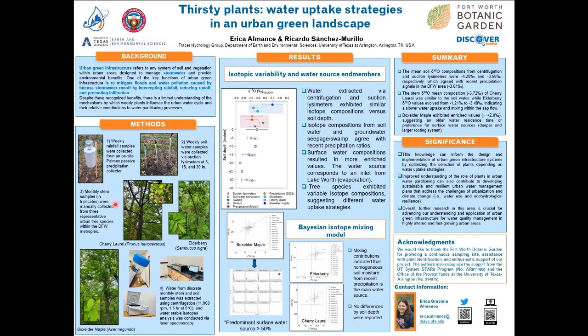These stem samples were from 3 different tree species that are common to the DFW area: the cherry laurel, the elderberry, and box elder maple. These are the photos of those, and we sampled the same exact tree each time. And of course, we sampled some surface water as well. That just involves filling a 30 milliliter sample bottle with some of the surface water, whether it be from the swamp or the stream.